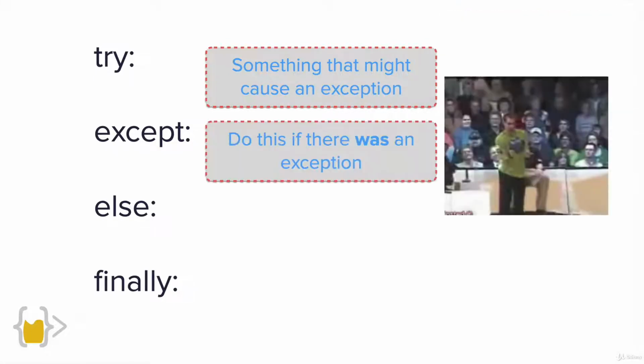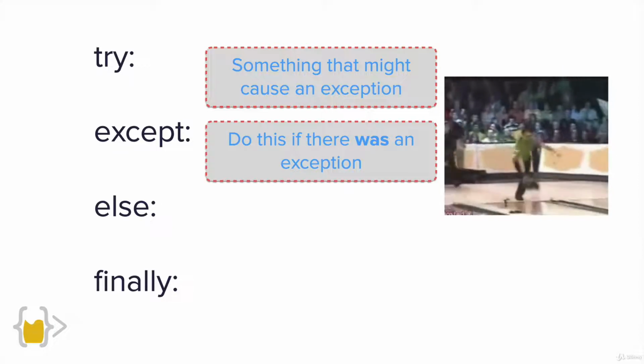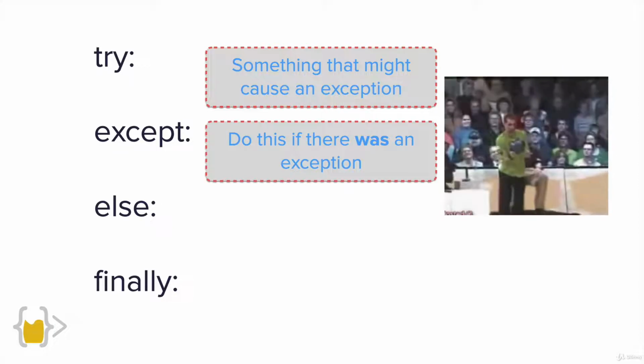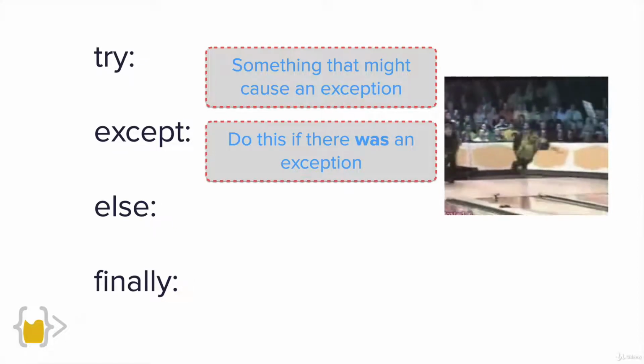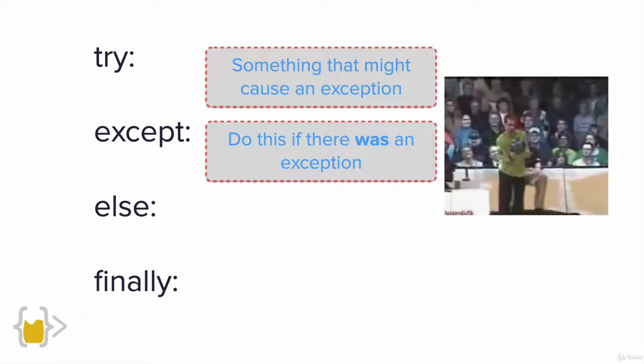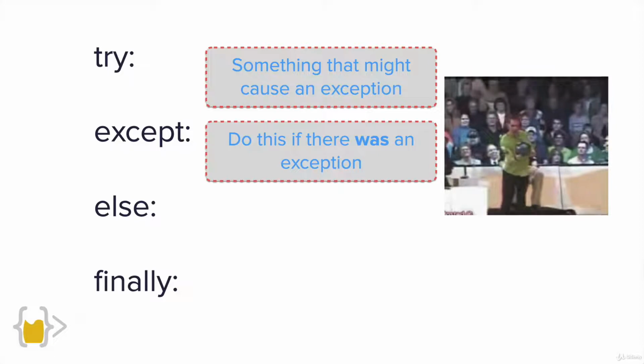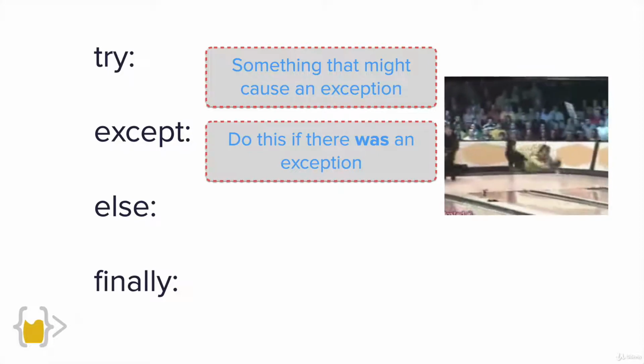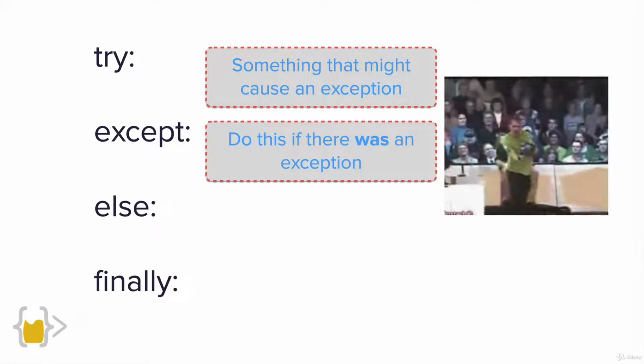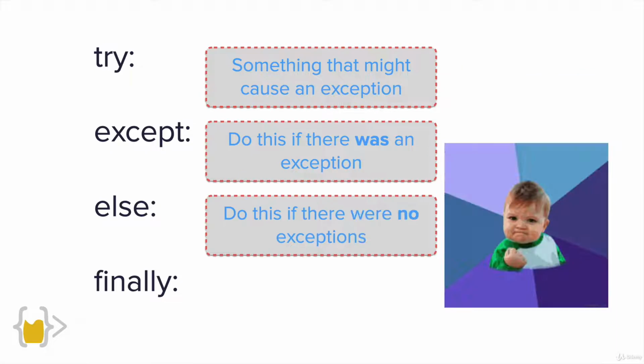Now, the next step is to define the except block. So this is the block of code that you want the computer to execute if there was an exception. If something went catastrophically wrong and it was not the way that you expected it to go, then carry out this piece of code.